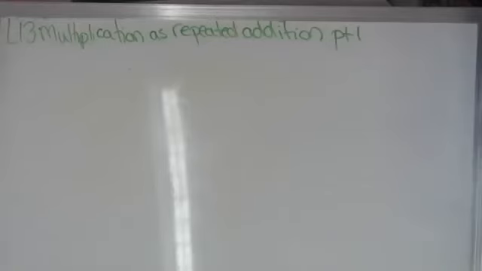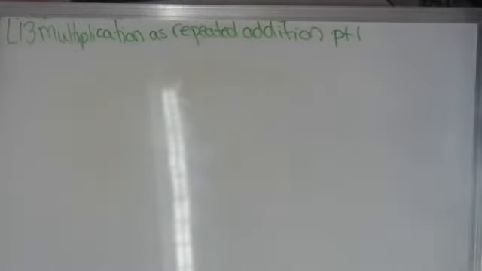This is lesson 13 for Saxon 5, multiplication as repeated addition, part 1. So as per normal, you want to do part 1 of lesson 13, please, and go do the lesson practice questions for part 1, and then go back and watch part 2 and go back and do the part 2 questions. So what we're looking at first is repeated addition.